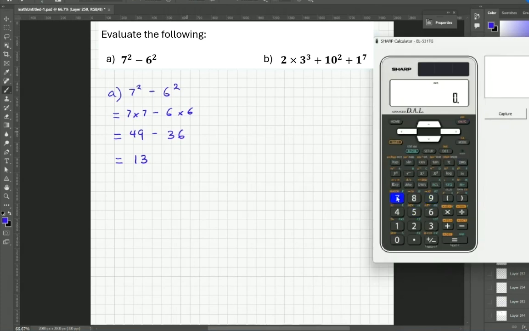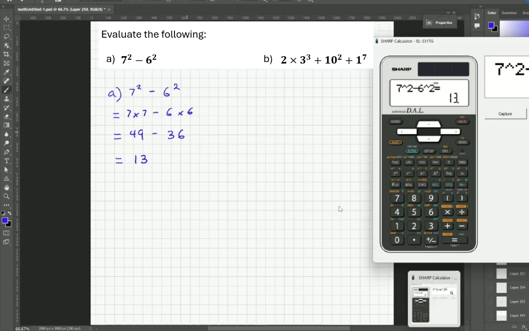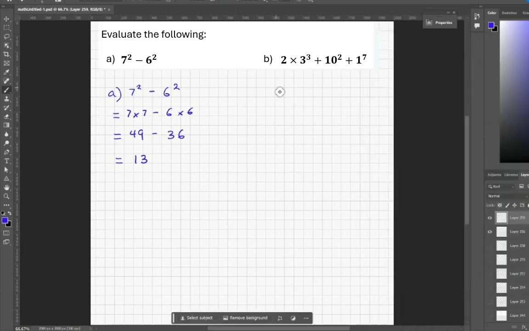We can check this with our calculator. We can do 7 to the power of 2 minus 6 to the power of 2 and hit equals, and we get 13, which is what we had. Alright, let's look at our next one.